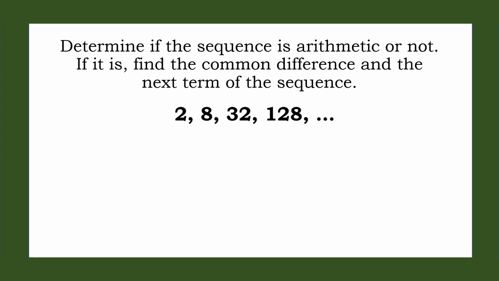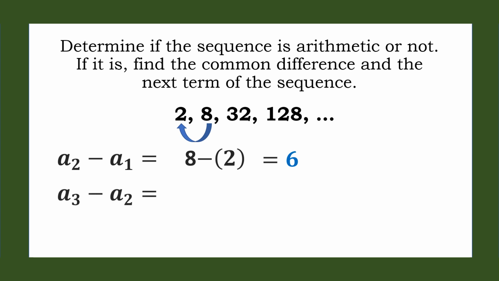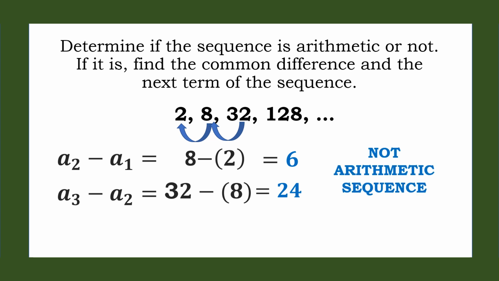And we can do that by subtracting the first term from the second term. That equals 8 minus 2, and that is equal to 6. Subtracting again the second term from the third term, that is 32 minus 8, which is equal to 24. Since it has no common difference, it means that this one is not an arithmetic sequence.